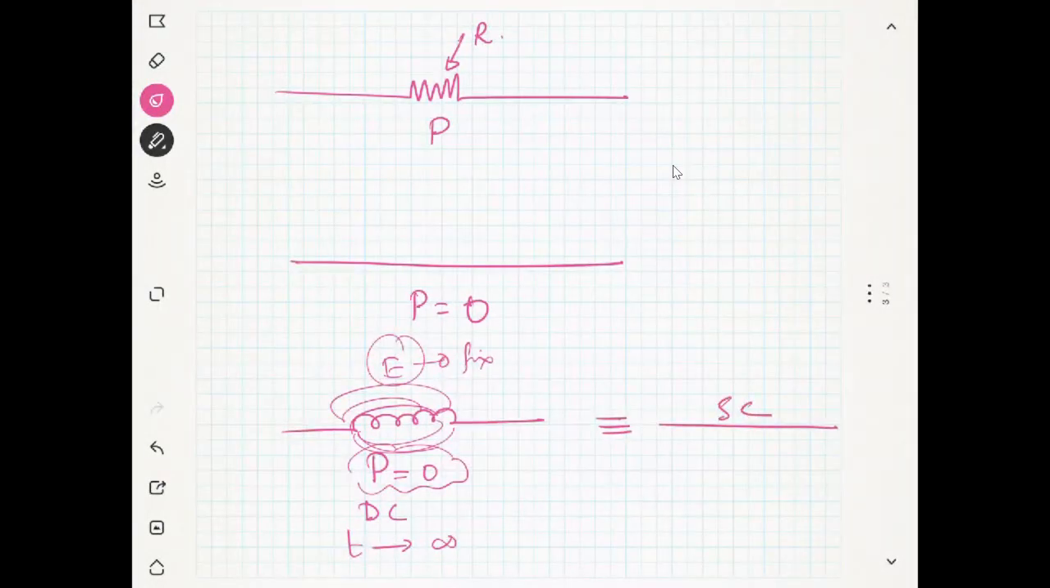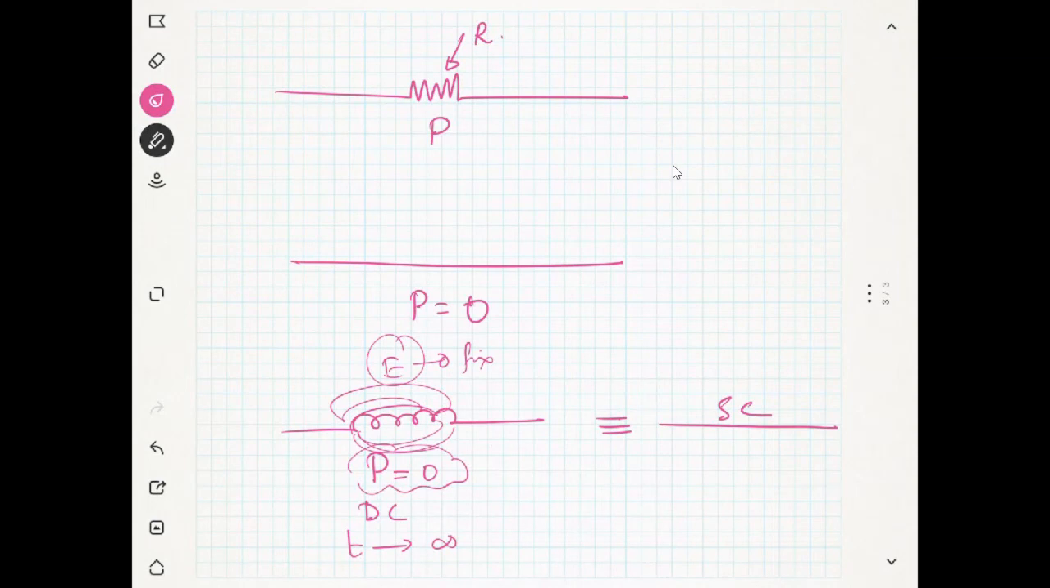So it reaches the maximum current, which equals V over R. Yes, it will reach the maximum current. Then it will act like a short circuit. It is not a short circuit actually. It acts like a short circuit. That's what I'm saying.